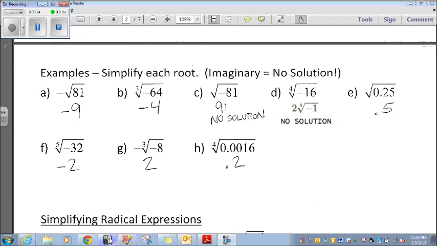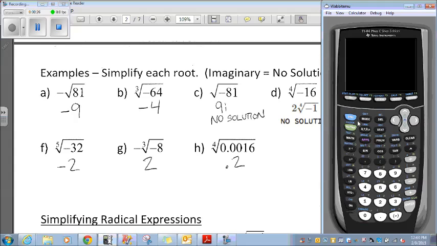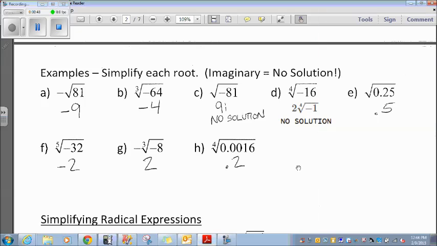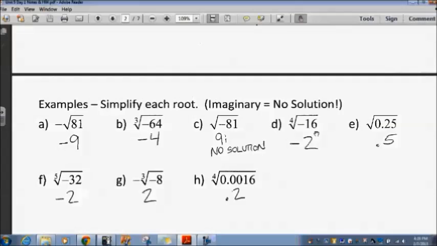Let me show you on the calculator why this would be no solution. Okay, so if we put in the fourth root, oops, let me clear that. We want to do the fourth root of negative 16, and we hit enter. Non-real answer. No solution. Okay, let's move on.